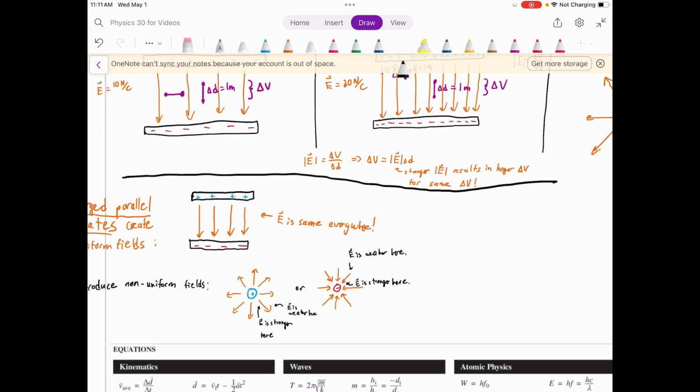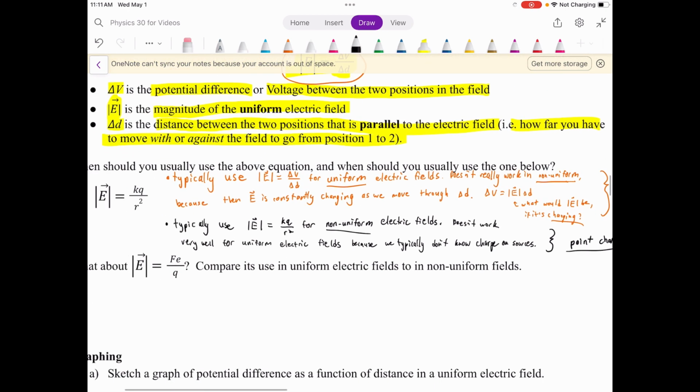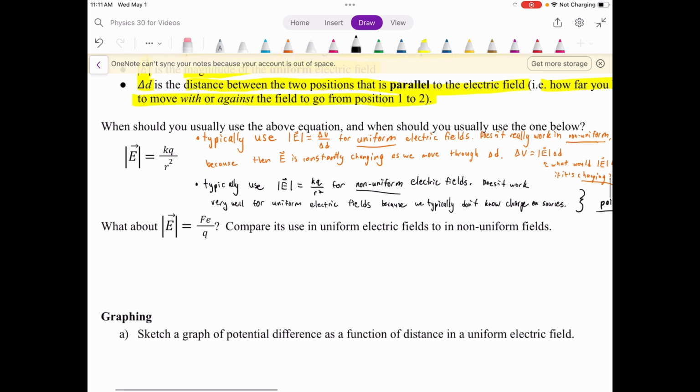Or just to show it with a negative point source charge, all that changes is the electric field direction, because again, it's what a positive test charge would feel, and a positive test charge would feel attracted towards a negative. But again, same idea. Stronger here, weaker out here. Non-uniform electric field. It does change as you move to different positions within it.